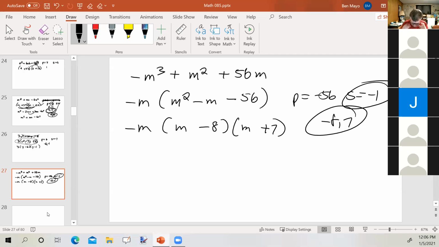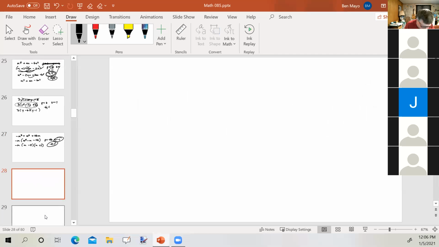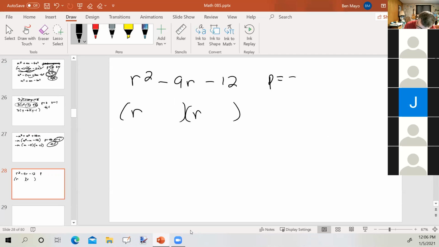All righty. Let's see here. How are we doing here? r squared minus 9r minus 12. Well, this is a trinomial in standard form in terms of r. There's no greatest common factor to take out, and the leading coefficient is positive. So let's just go from there. We'd have an r and an r. The product would be negative 12, and the sum would be negative 9.